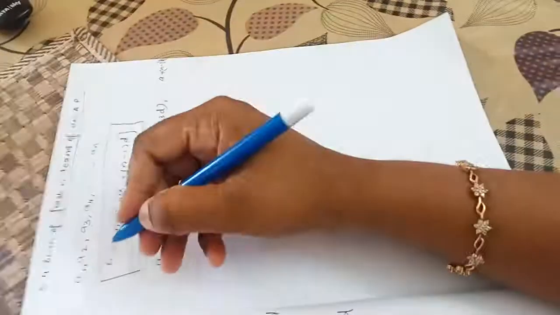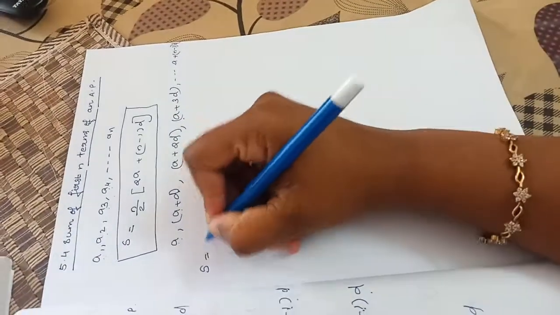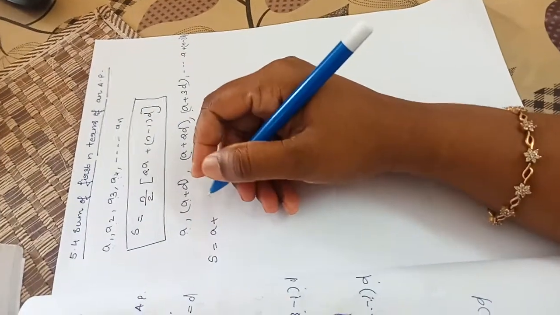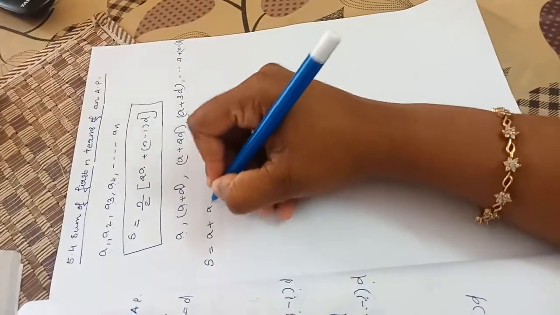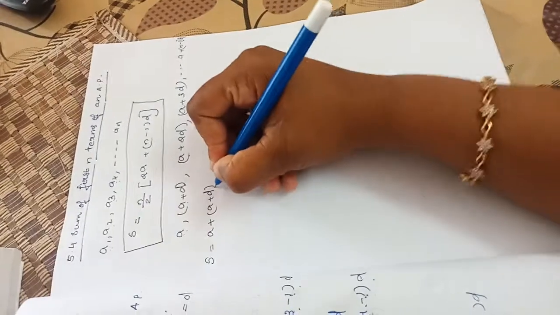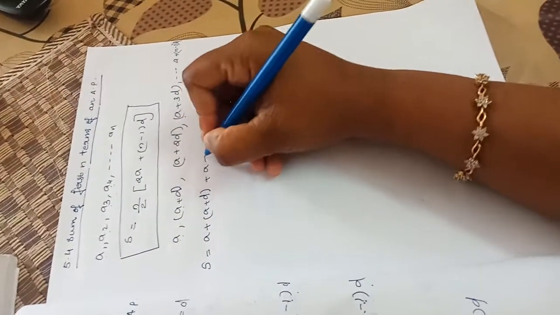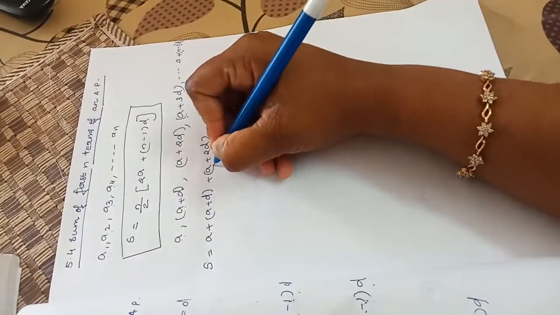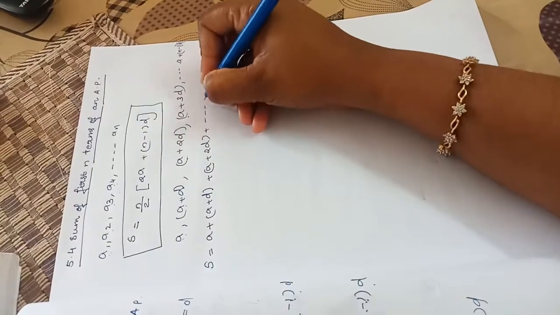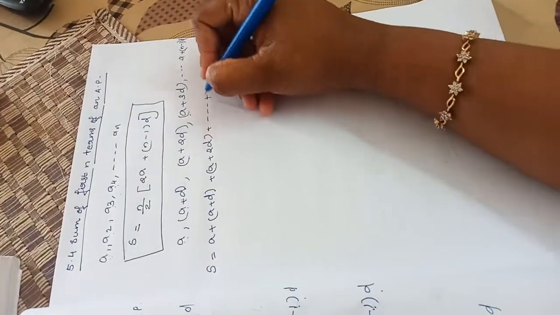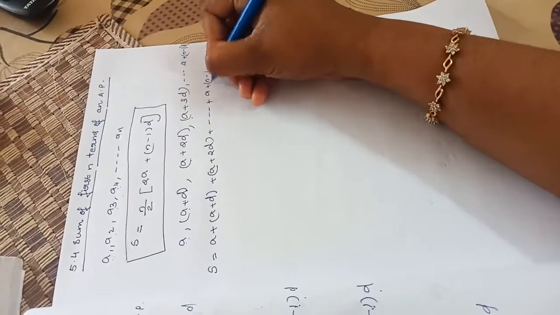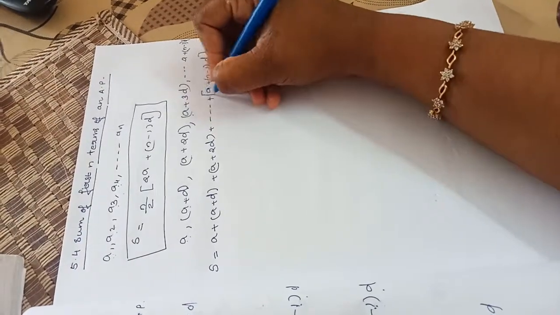Okay, now we have to calculate the sum of all these terms. So I am denoting sum S is equal to a, first term, plus second term a plus d inside the bracket, plus a plus 2d inside the bracket, plus etc., plus last term a plus n minus 1 into d.